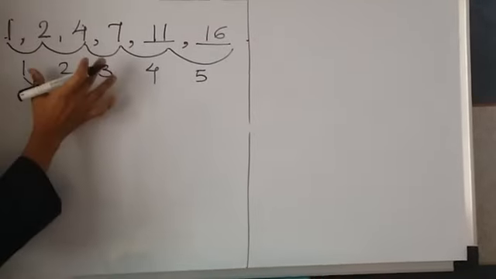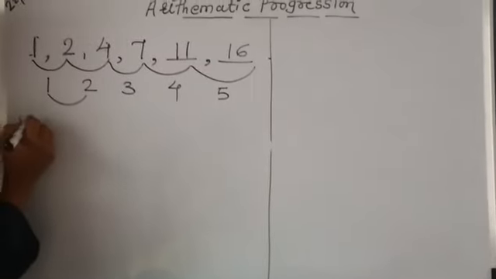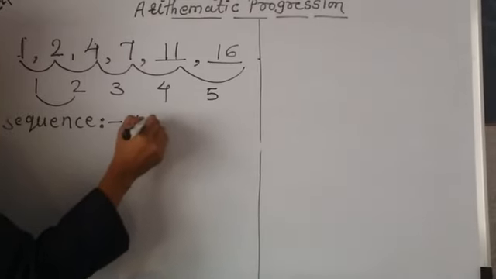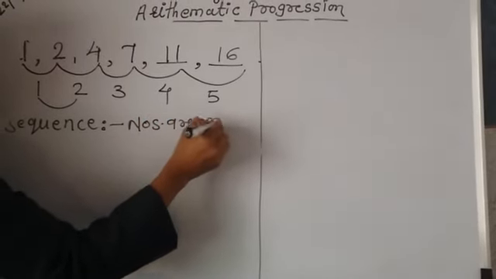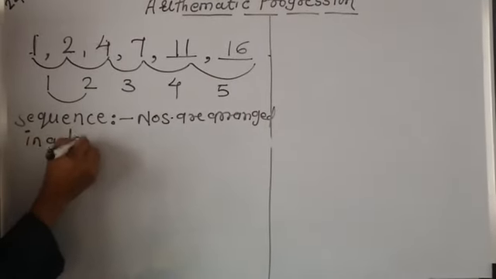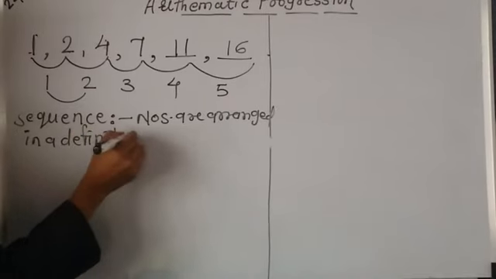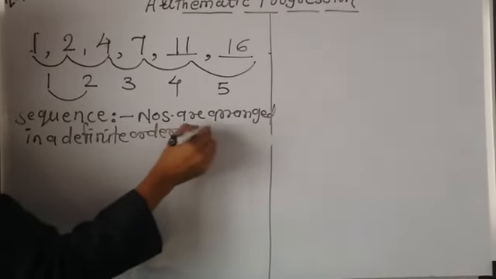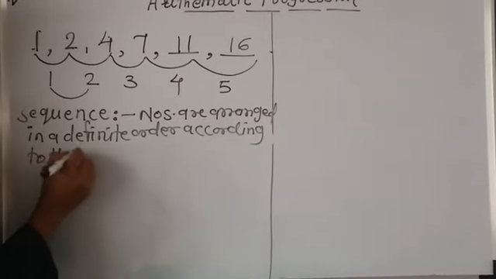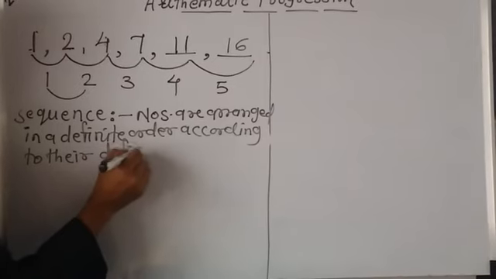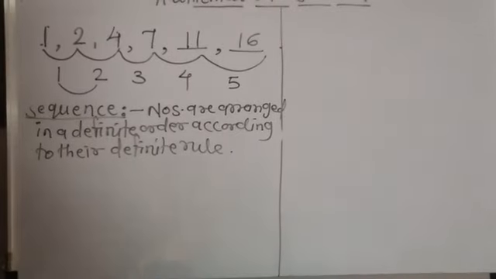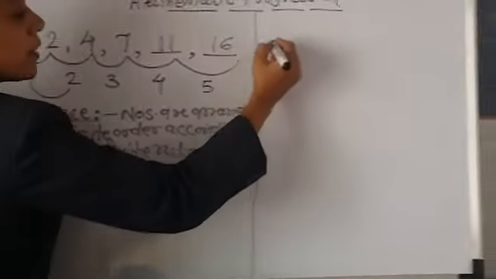So here these are called a sequence. So what does sequence mean? Numbers are arranged in a definite order according to their definite rule. It's called a sequence.